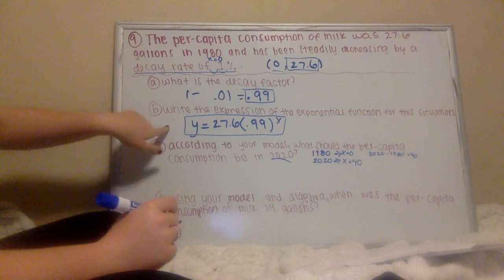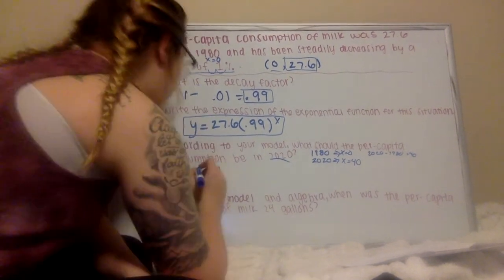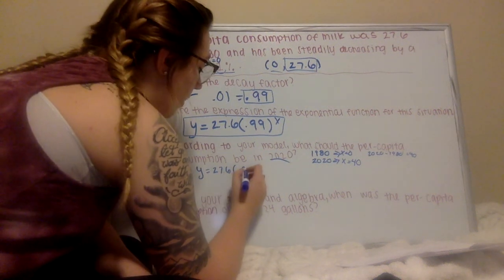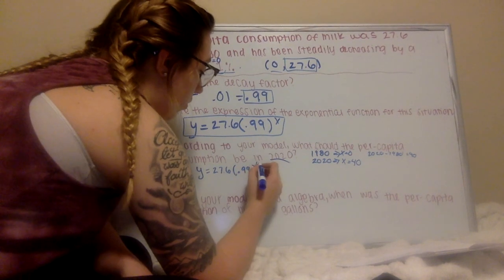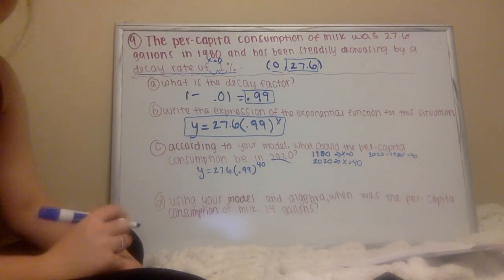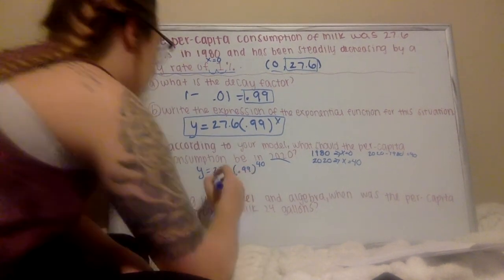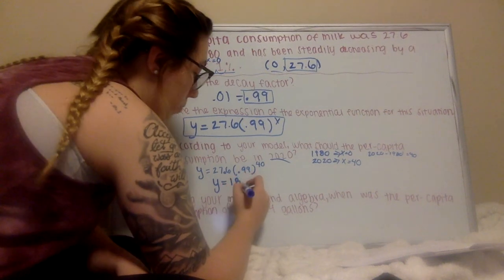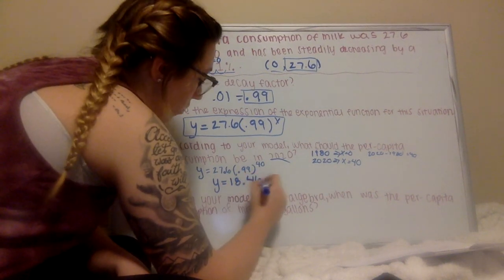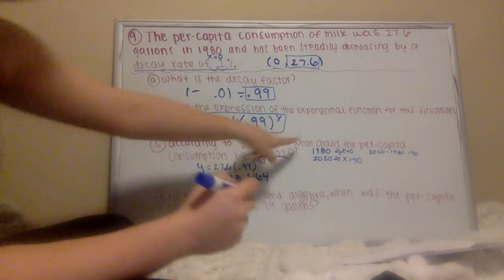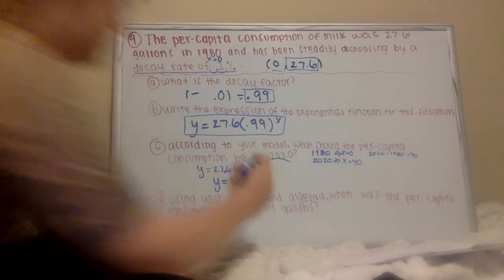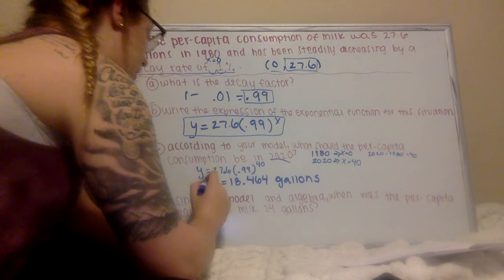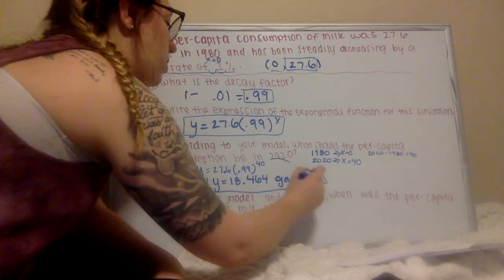Alright, so again, we're using this expression and just plugging in 40 for x. So we have y equals 27.6 times 0.99 to the 40th power. You plug this into your calculator, and when you plug that in, you'll get that y equals 18.464, and our units are gallons because we're asking what the per capita consumption should be, and that's in gallons. So our final answer here is 18.464 gallons.